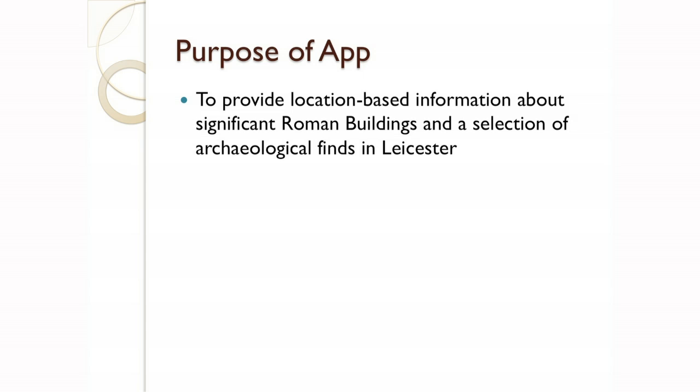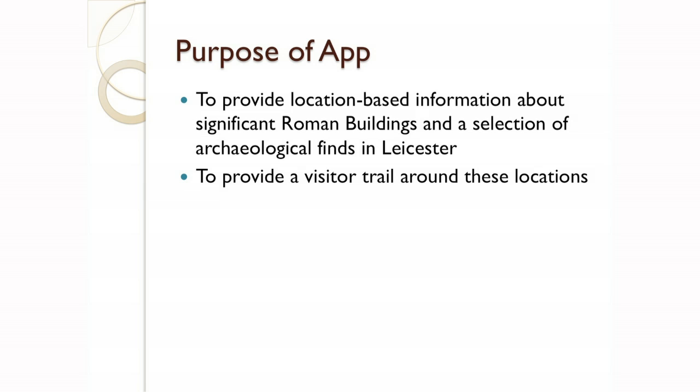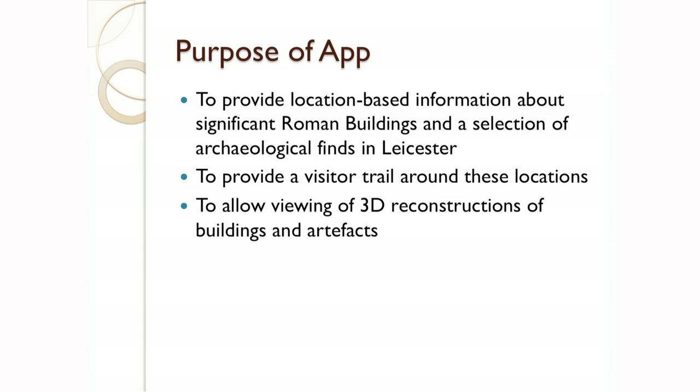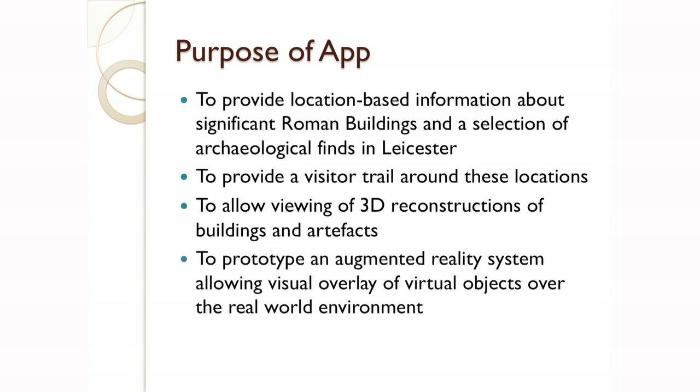The purpose of the app was to take significant Roman building models that had already been developed and put them in a location-based application that could be run on mobile devices, iPads and iPhones in particular. Added to that were not just major buildings that were here in the middle of the 3rd century AD, but some of the artifacts in the museum. Also to provide a visitor trail around these locations and to allow viewing of these 3D artifacts and building reconstructions. And an added part of the brief was to prototype an augmented reality system that would visually overlay these buildings and artifacts on modern day Leicester.